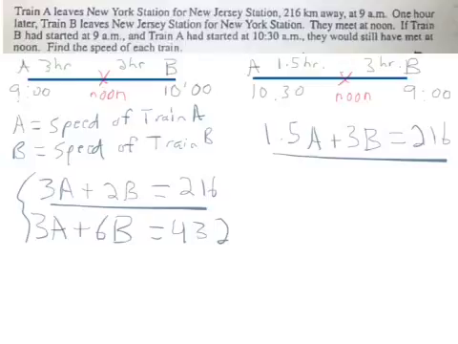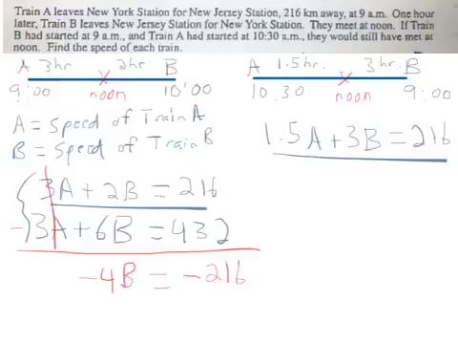So with a system of equations, I can either add them together or subtract them from each other. So I'm going to subtract them from each other, and when I do that, make sure I subtract everything. So 3A minus 3A is going to cancel. 2B minus 6B will give me a negative 4B. And then 216 minus 432 is going to give me a negative 216. So now I divide both sides by negative 4. I'm going to get B equals 216 divided by 4, which gives me 54. So B is 54.